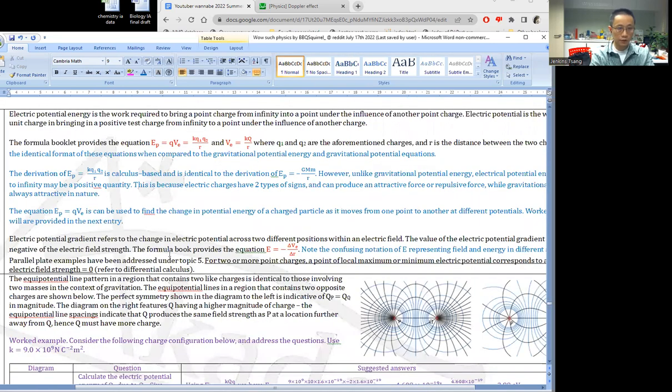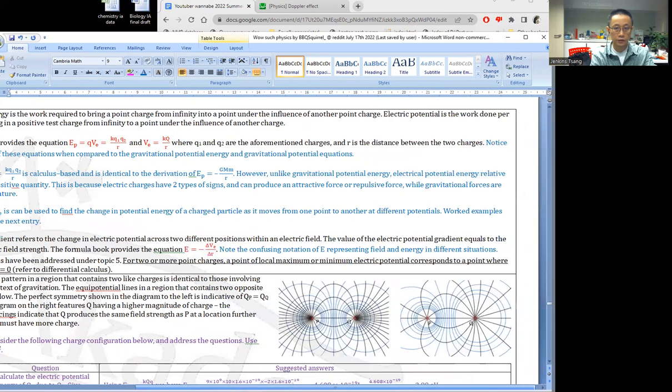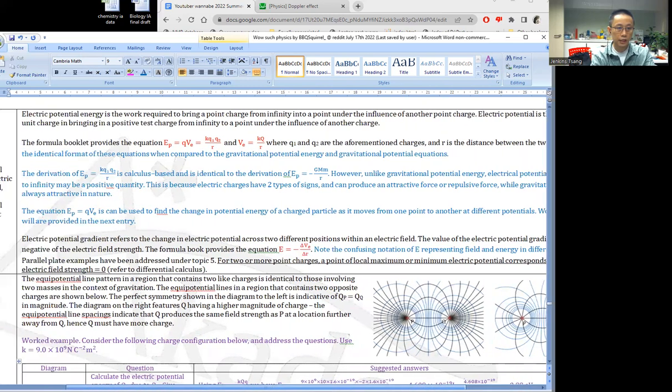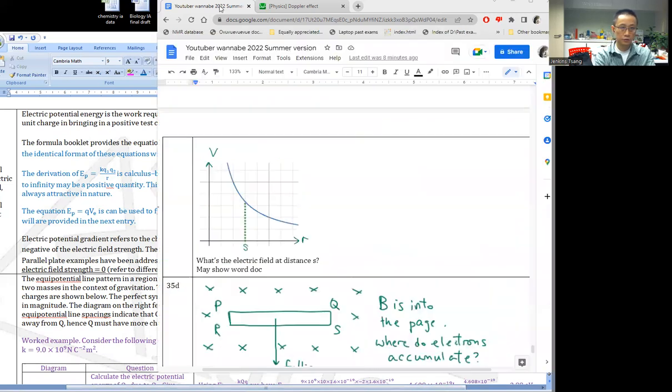So electric potential gradient refers to change in electric potential across two different positions within a field. If you have an electric potential graph, the gradient of this graph over distance actually corresponds to the negative of the field strength. And this is also true for gravitation. So the answer here is just going to be choice D.